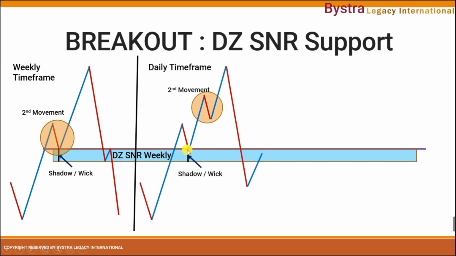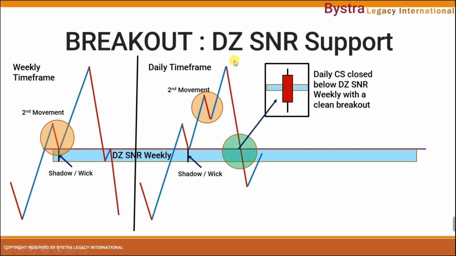This will be our danger zone SNR weekly. So this will be our second movement. So this will be our DZ SNR on the weekly second movement. In the daily, it will become the support. Next, when price comes down to this zone, price instead made a clean breakout with a candlestick called the Marubozu at the daily time frame.